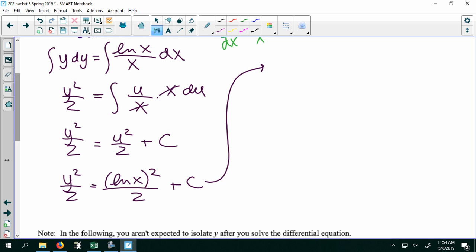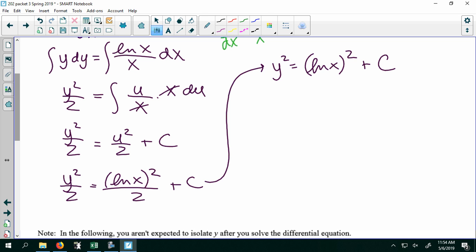And now I need to try to get y by itself. So I'm going to multiply both sides by 2. So I get y squared equals the ln of x squared plus 2 times c, which is just a new arbitrary constant. We'll keep calling it c. And then I'm going to take the square root of both sides.